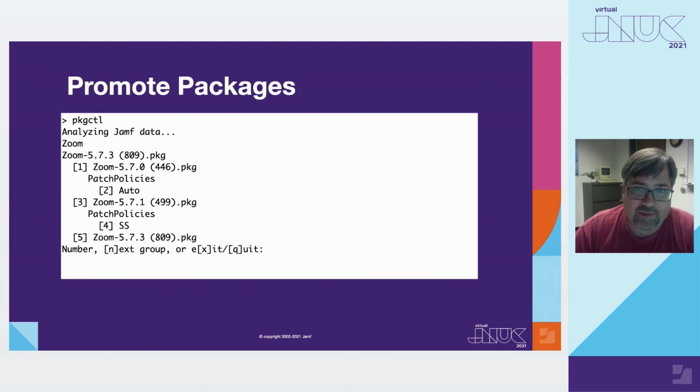Without any arguments, package control will go into interactive mode and loop through package groups, basically packages that are similarly named, in this case Zoom, and it lets you do various things with them. I can select the packages or the policies by the number next to them.